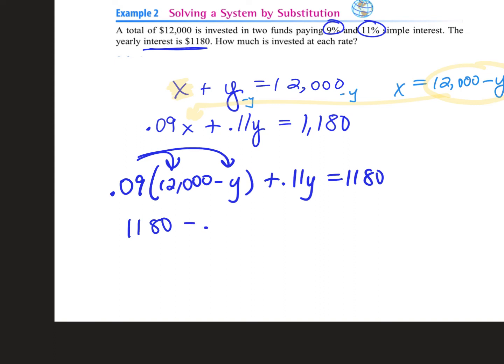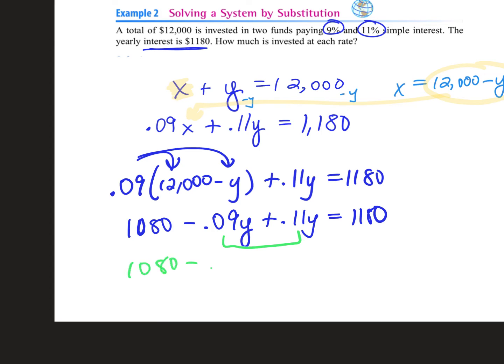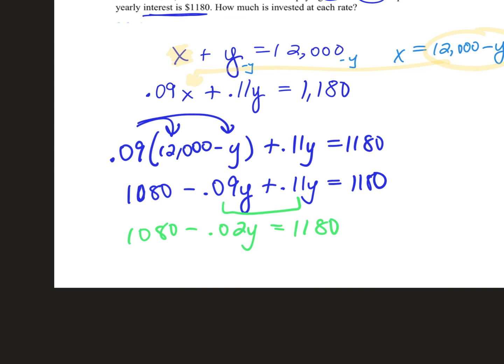Okay. Minus 0.09y plus 0.11y equals, I'm looking at, I said 1,080 and I wrote 1180. Right? Okay. So now what do? Can I combine here? Okay. So 1080 minus what? 0.02y equals 1180. Agreed? Okay, so now what?